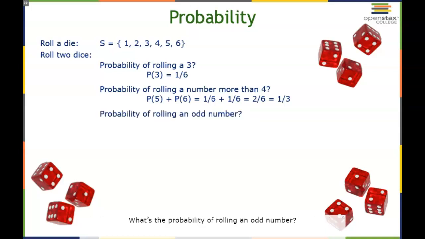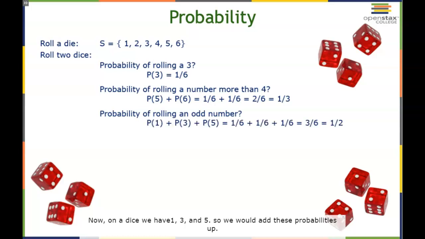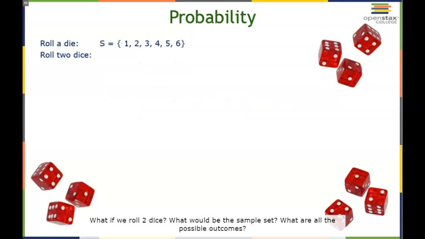What's the probability of rolling an odd number? Odd values are 1, 3, 5, 7, 9, 11. Well, on a dice, we have 1, 3, and 5. So we would add these probabilities up. The probability of rolling a 1 plus the probability of rolling a 3 plus the probability of rolling a 5. Therefore, 1/6 plus 1/6 plus 1/6 equals 3/6. In other words, 1/2.